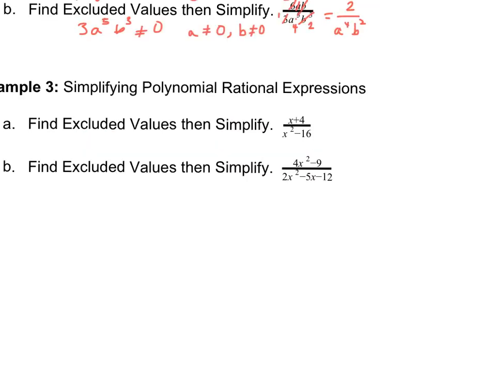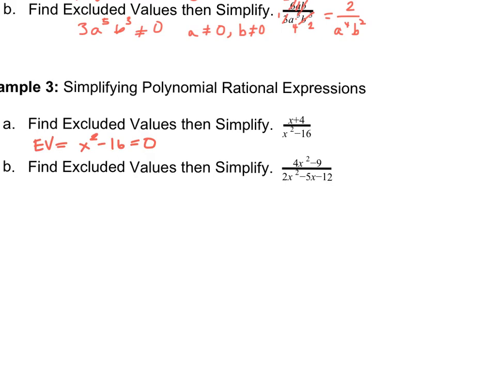In our third example, we'll use our factoring skills we talked about in example 1, and then we'll also be solving polynomials to find these excluded values. So first, to find our excluded values, take your denominator, x squared minus 16, and set it equal to 0. To solve, we'll have to factor.